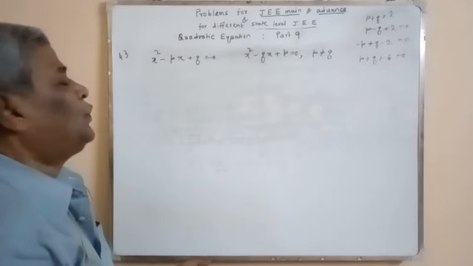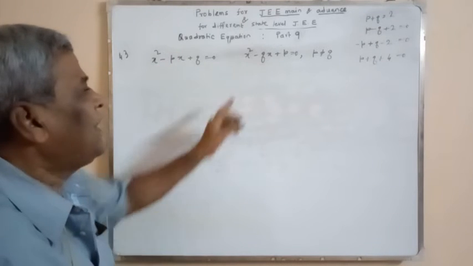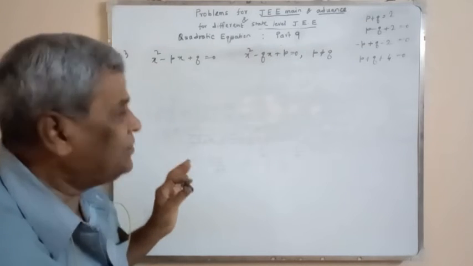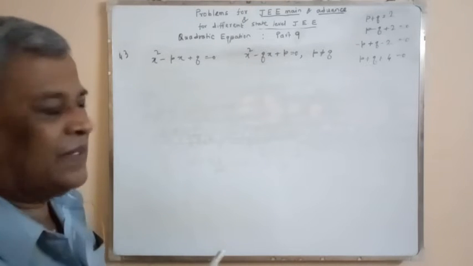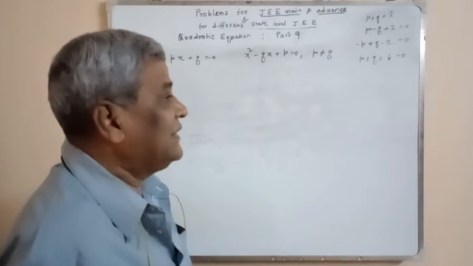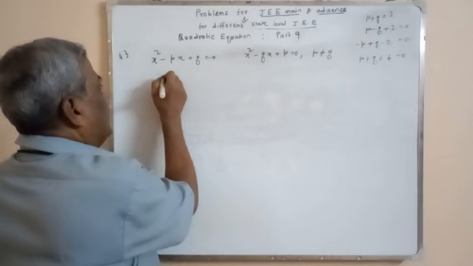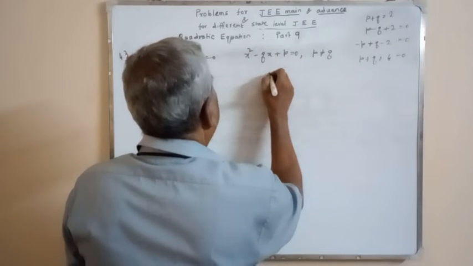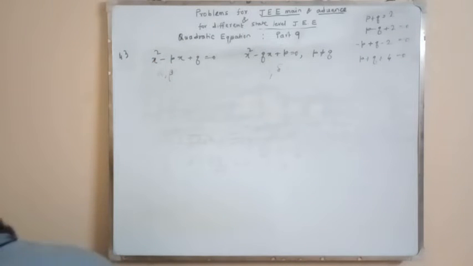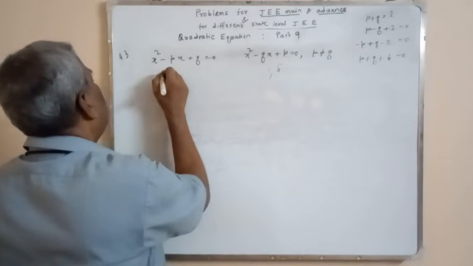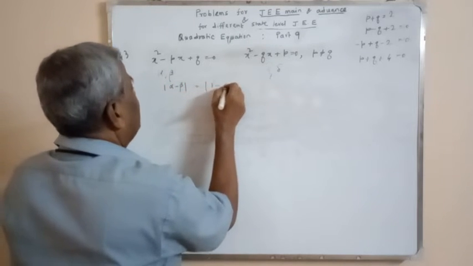Here, two quadratic equations are given: x square minus px plus q is equal to 0 and x square minus qx plus p is equal to 0, p not equal to q. Given that the difference of roots of this is equal to the difference of roots of that, which option is correct? Suppose that alpha and beta are roots of that, and gamma and delta are roots of this. Therefore, we must have mod of alpha minus beta is equal to mod of gamma minus delta.